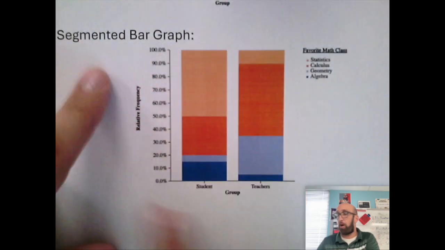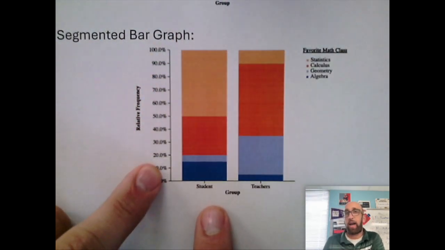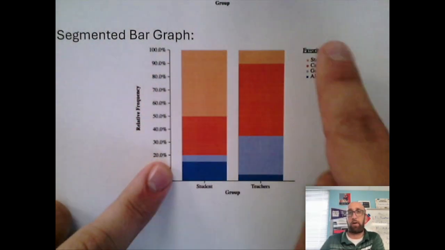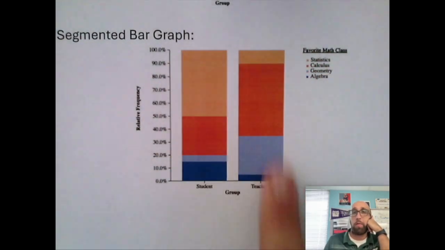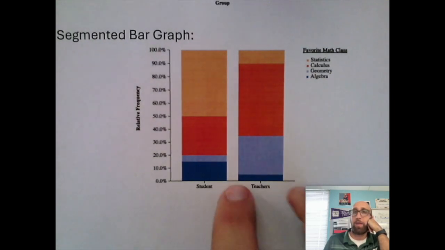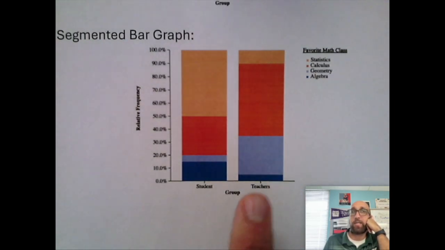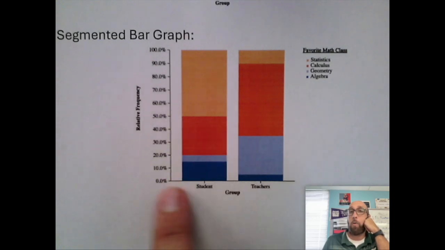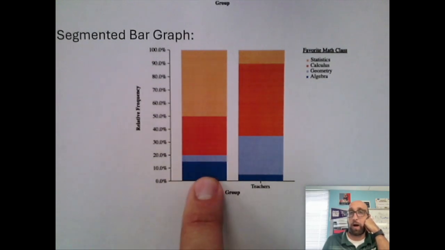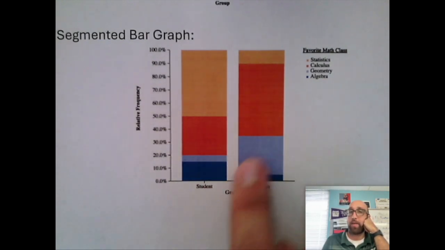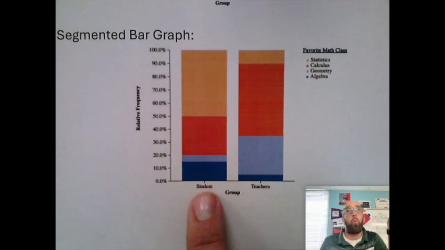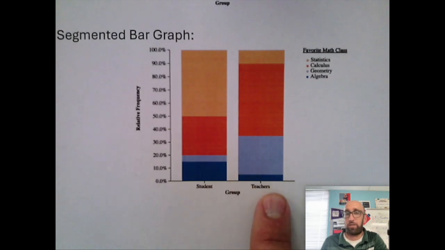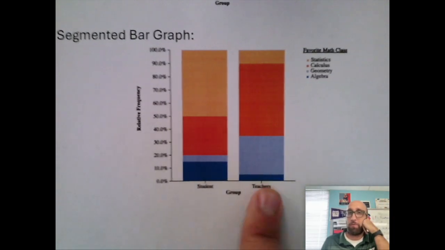right? The one thing that this graph is hiding is, yeah, we know the percent breakdown of who preferred stats, calculus, geometry, and algebra. We know that for the two groups. The only thing this graph is missing is it does not communicate how many students responded to this survey and how many teachers responded to this survey. As in every building, there's way more students in a building than teachers. So these are not really created equal.